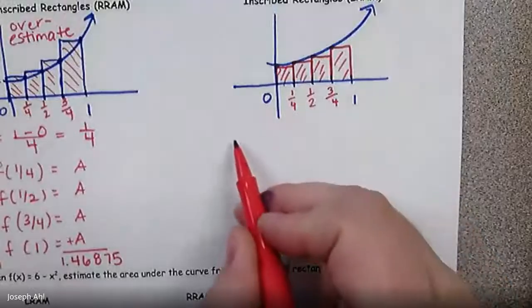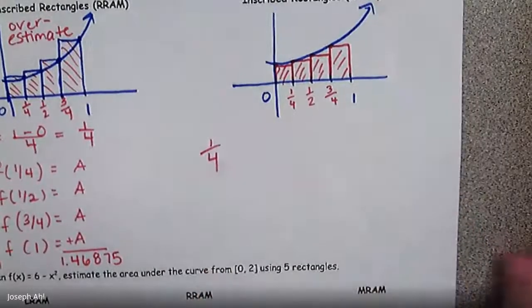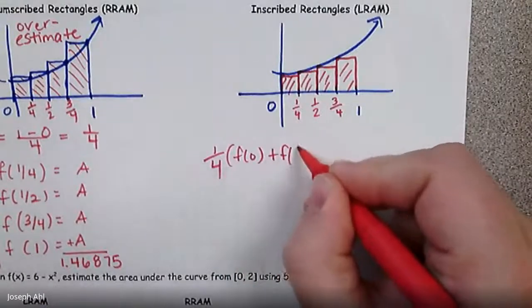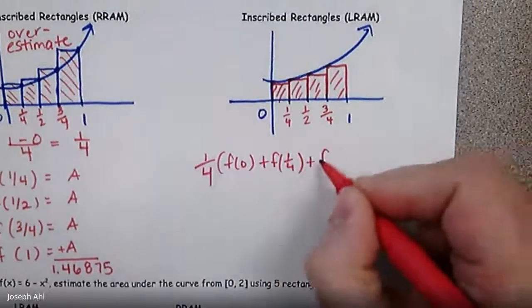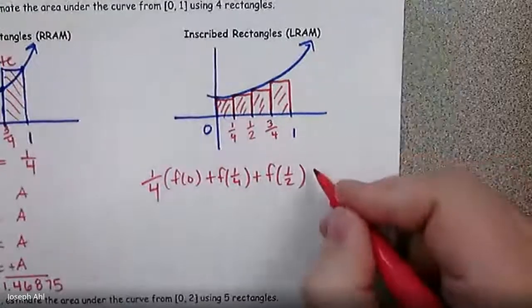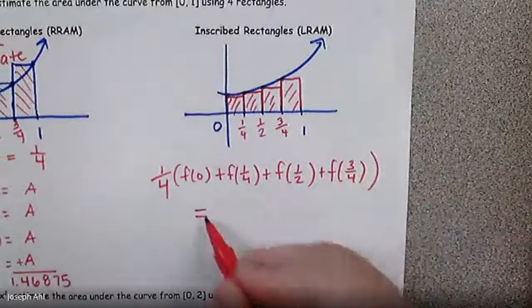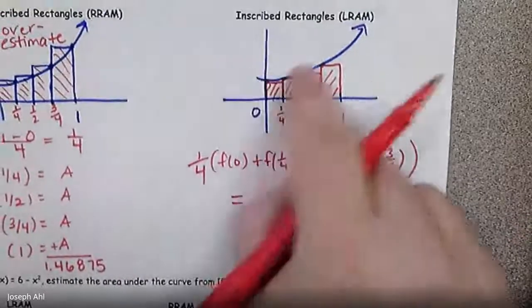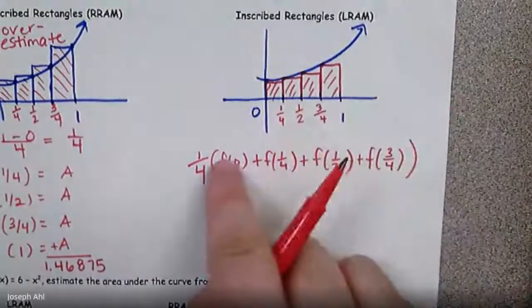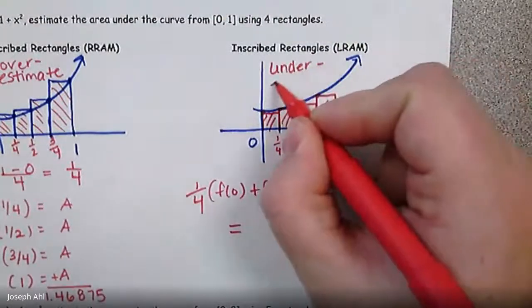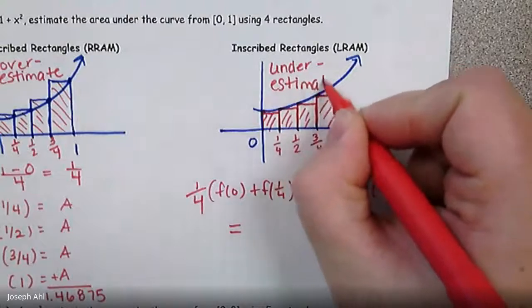So it's going to be 1/4 of f of 0 plus f of 1/4 plus f of 1/2 plus f of 3/4. Okay, that's going to be the total area under the curve here using inscribed rectangles, which we determined would be an underestimate of the true area.